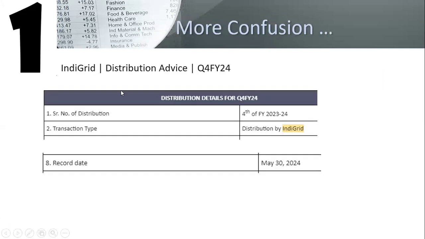Now, there is more confusion because the distribution advice that the REIT gives you has something like this. It has the 4th quarter of 23-24, and it says that the record date is 30th May 24. So how does one sort this out?